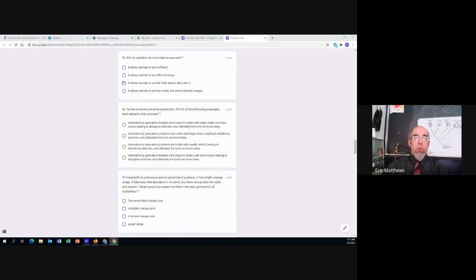Which one of those is why variation is important? Look different, eat different, survive freak events like a storm, or survive environmental changes?